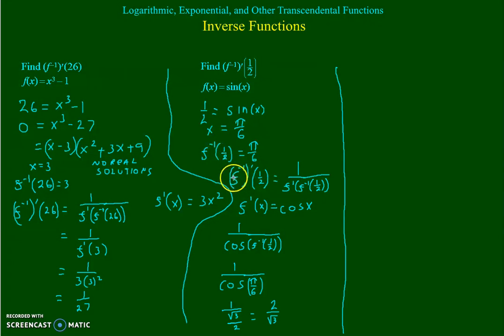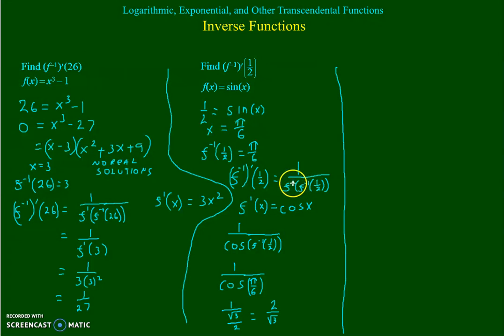Now let's go and find our inverse. The derivative of F inverse at 1/2 is equal to 1 over F prime of F inverse at 1/2. We just said that F inverse at 1/2 is pi over 6. So this becomes 1 over F prime at pi over 6.